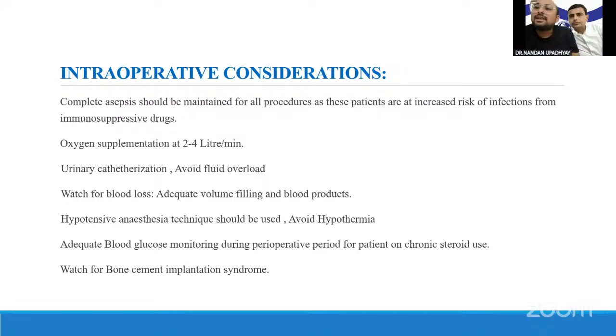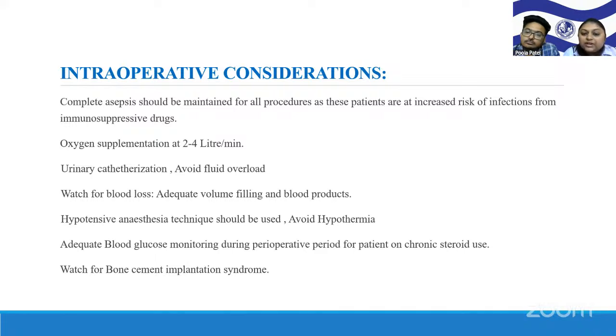What are the signs and symptoms of bone cement implantation syndrome? Sir, hypoxia, sudden development of hypotension, tachycardia, sir. ECG changes can also be seen, like certain arrhythmias or heart blocks. And sir, even the patient can go into sudden cardiac arrest.